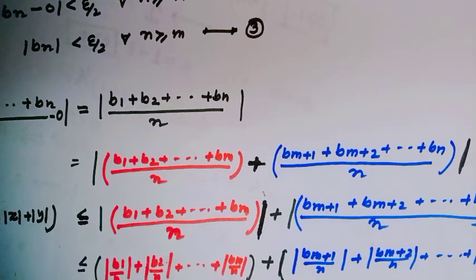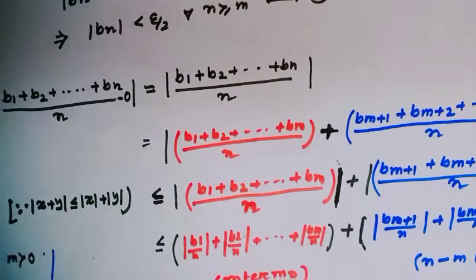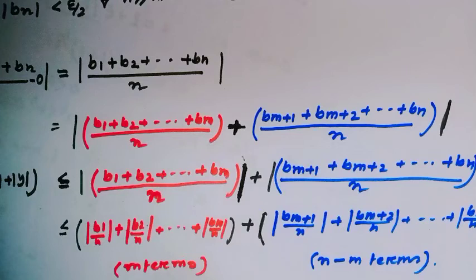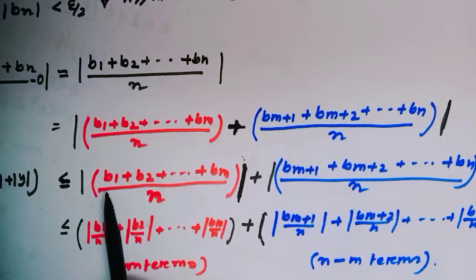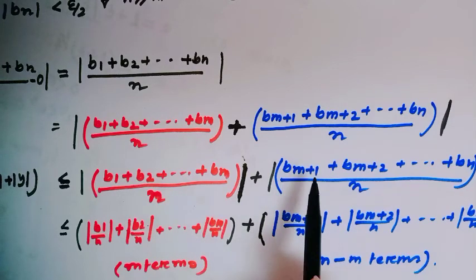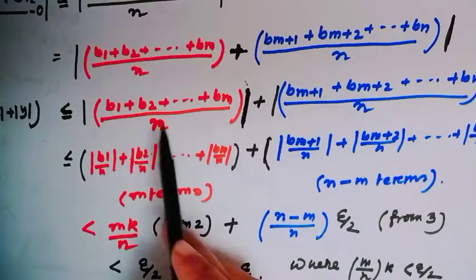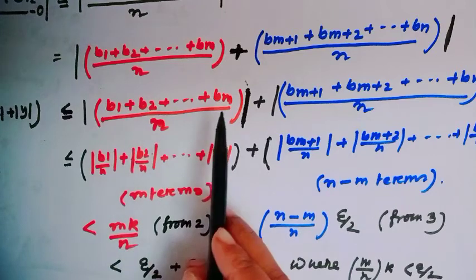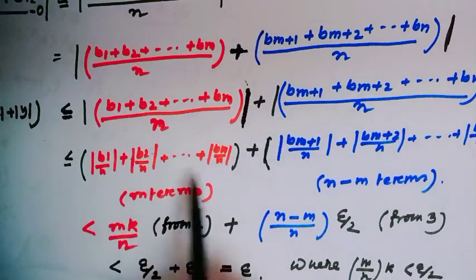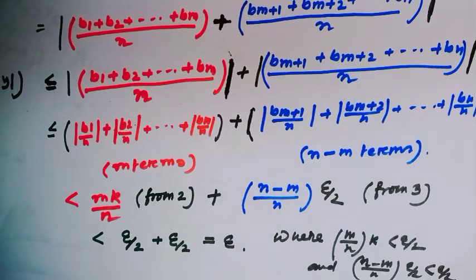And we all know the absolute value of x plus y is less than or equal to the absolute value of x plus the absolute value of y. That means this term is always less than or equal to the absolute value of (b1 plus b2 up to bm) over n plus the absolute value of (b(m+1) plus b(m+2) up to bn) over n. From this line we can write again, if we break the mod then this will be, and if we break the mod then this will be.